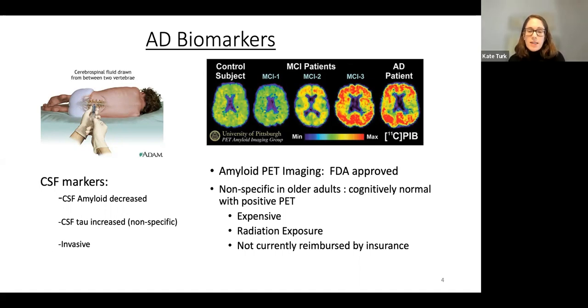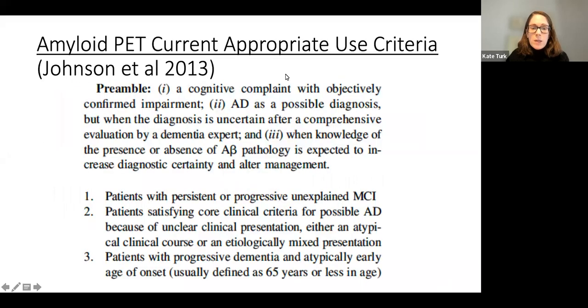So you typically want to get these studies in people who have some cognitive deficit to help interpretation. They're also expensive. They do involve radiation exposure. And one downside is that they're not currently reimbursed by insurance. So it's not easy to get these studies clinically, and they're limited mainly to the research realm for the most part. So currently there are amyloid PET appropriate use criteria that have been around for a while.